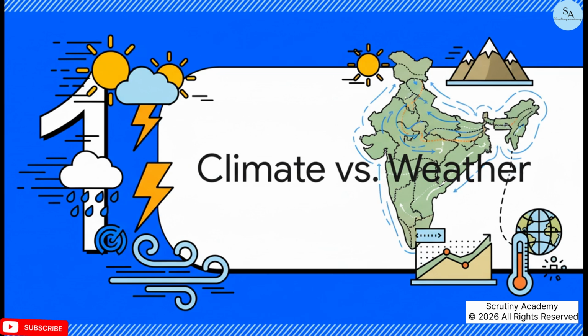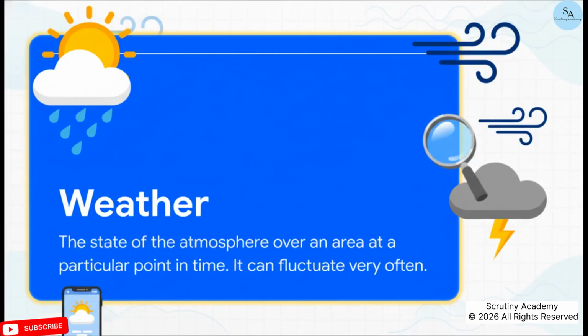a quick one-mark question. What's the real difference between weather and climate? So think of weather like this. It's the atmosphere's mood for the day. It's what you check on your phone in the morning. Is it going to be sunny today? Should I carry an umbrella? It's super short term and it can change in a flash.